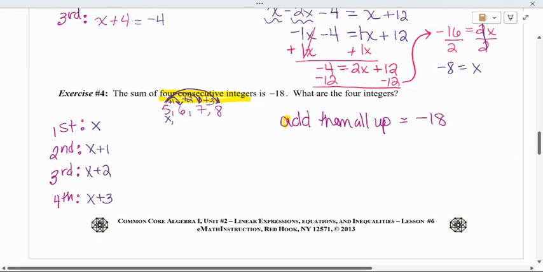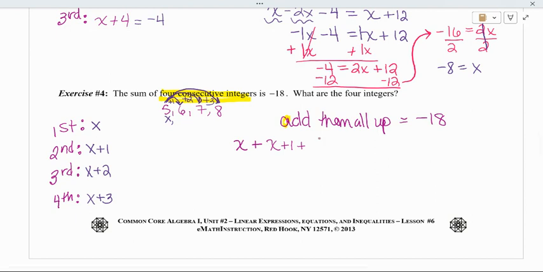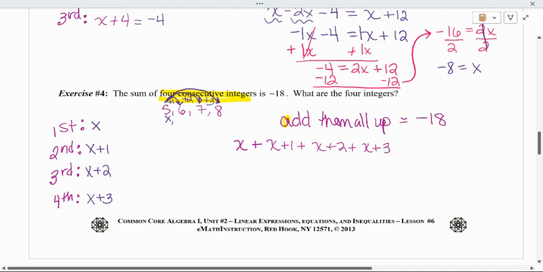negative 18. So that means I have to take my first integer, which is x, plus my second integer, which is represented by what? X plus 1. Plus my third integer, which is represented by what? X plus 2. Plus my fourth integer, which is represented by, and it has to equal negative 18.